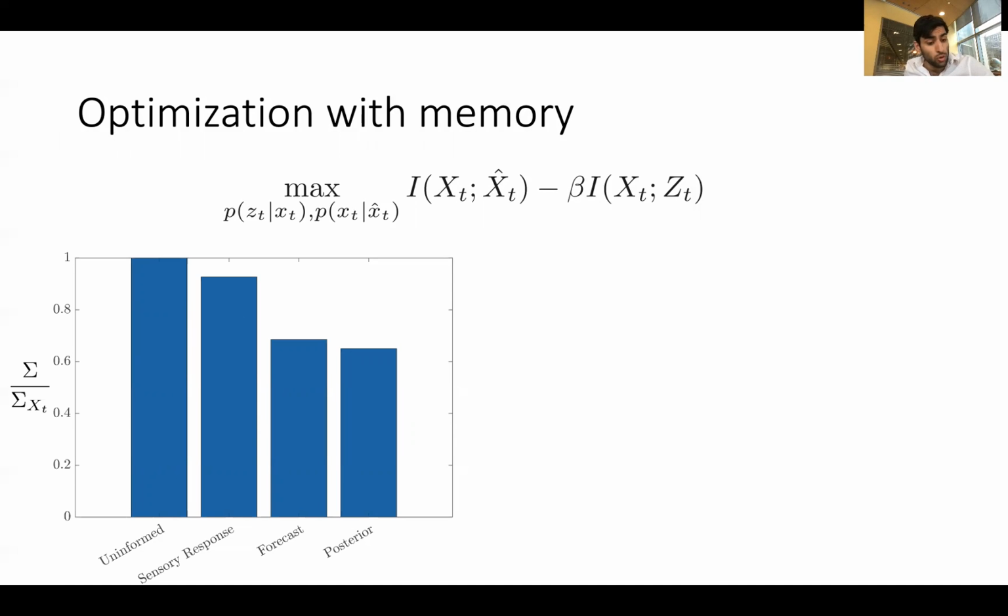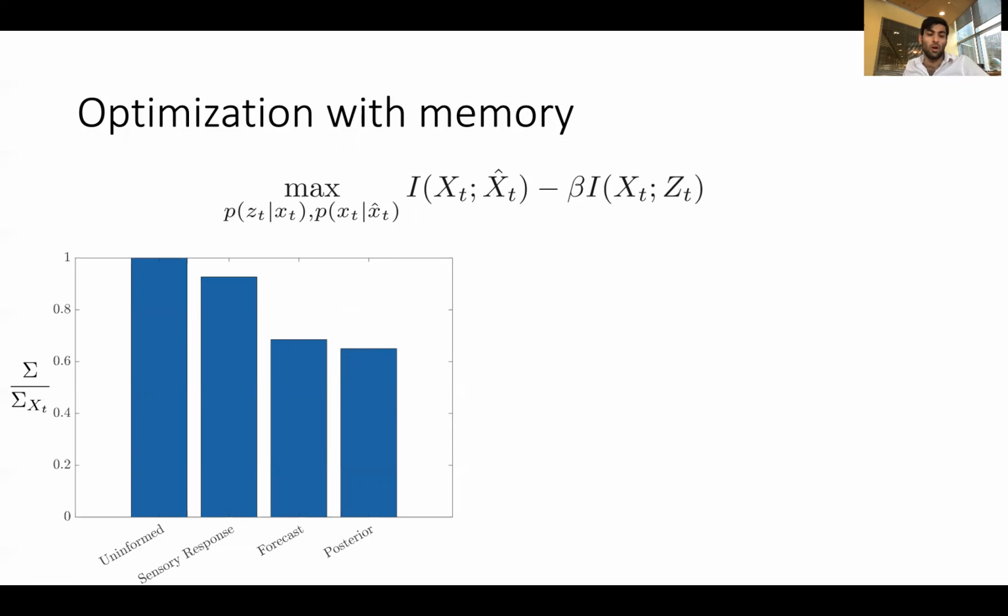But what I want to show you is that by putting together the uncertainty based on your previous estimate and your sensory response right now, you can actually obtain close to a 40% reduction in uncertainty, even though you only had a 7% reduction through your sensory response.